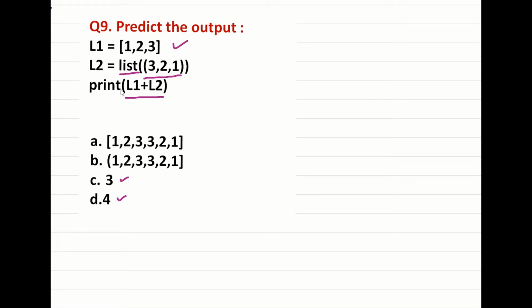So these are not the correct options because here two lists are concatenated. So when we add two lists, the output is also a list. So this option is also wrong. Here this option is correct. First 1, 2, 3, this is L1, and after that 3, 2, 1, L2 is displayed. So this print statement will display the concatenation of both lists. So option A is correct.